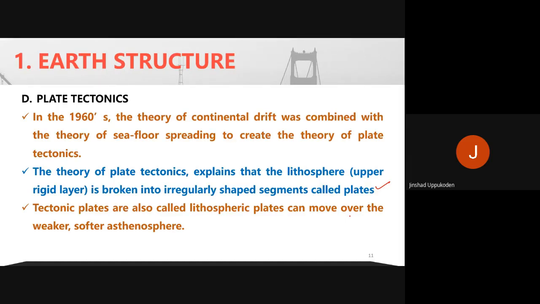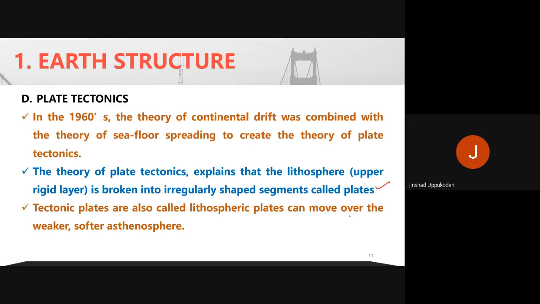So the lithosphere is actually floating over the asthenosphere. That means, in another statement, these things are not constant. The entire lithosphere plates are not constant, but they can move. They are floating over the weaker and softer asthenosphere.